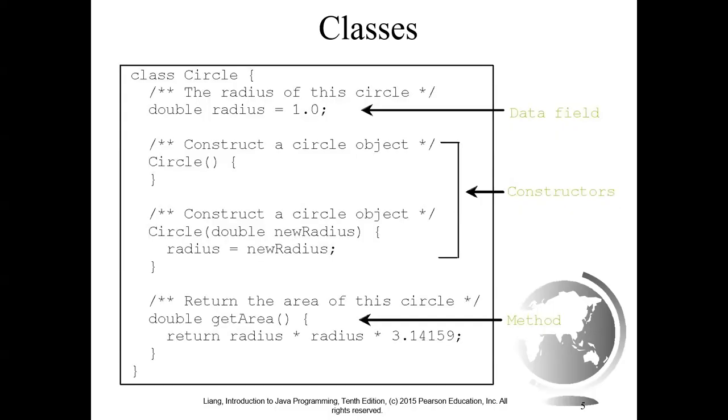Let's take a look at the class template there. For the Circle class, we say that there are some data fields, also known as attributes. Here we have the radius of this circle. So here we declare a variable, which is double type, right? And the variable name is radius. And we initialize the radius as 1.0.